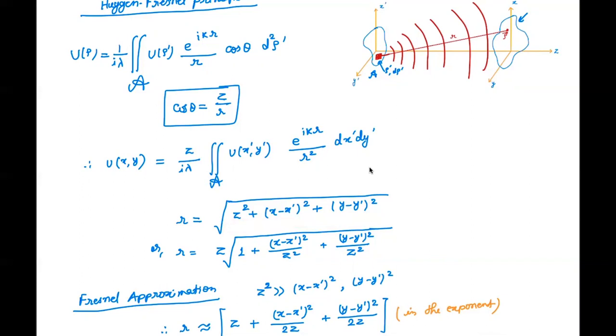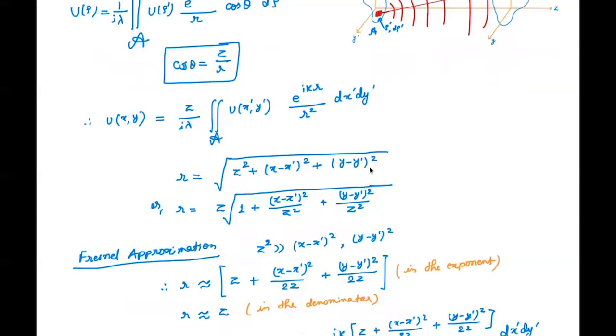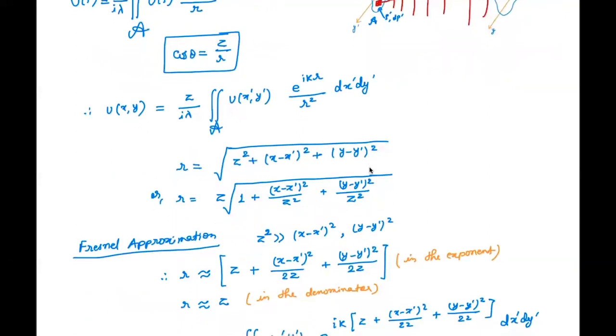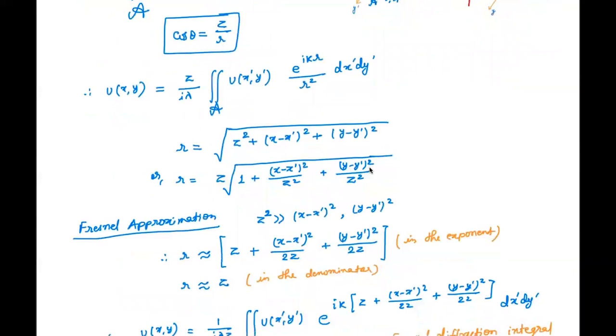So we can write again R as z times (1 plus ...). This is just rewriting it. No approximation anywhere so far. So this R we can write as this. Now we'll make one approximation. This is called the Fresnel approximation.